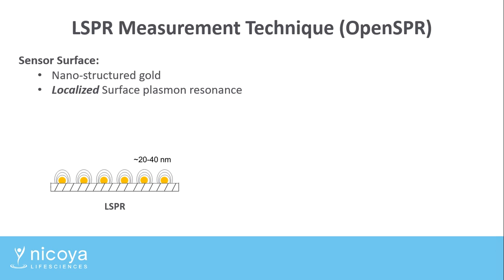Now, with our sensors at Nicoya, instead of using the flat, thin film of gold, we have a nanostructured gold surface. By employing the use of these gold nanoparticles, we're taking advantage of what's called localized surface plasmon resonance, or LSPR. It's the same sensing effect as traditional sensors.